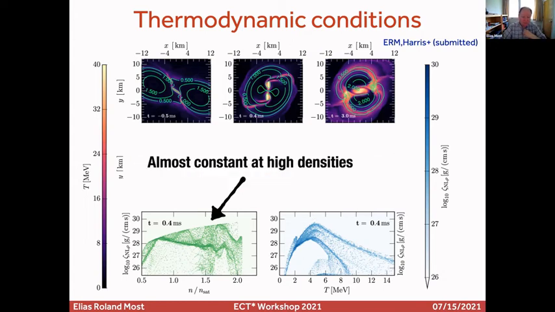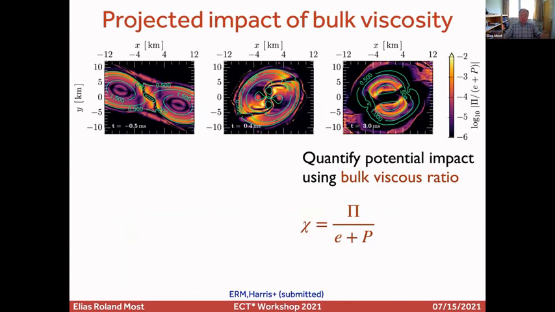And then what we can finally do is use our measurement tool again, this bulk viscous ratio, which is basically a generalization of the inverse Reynolds number.